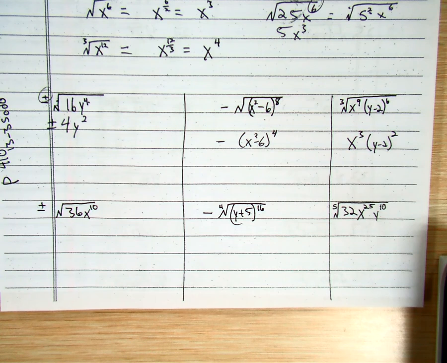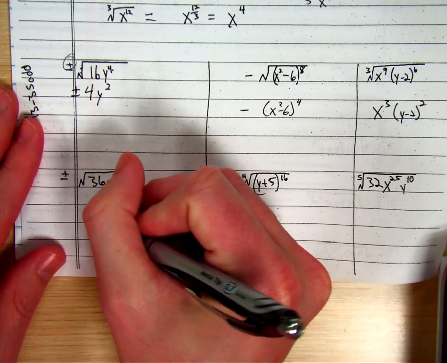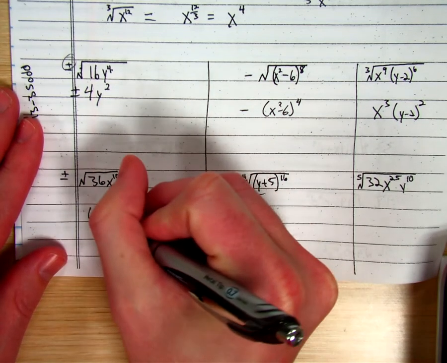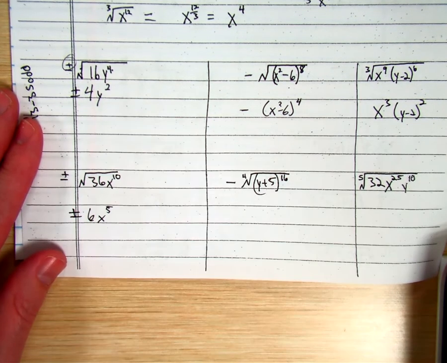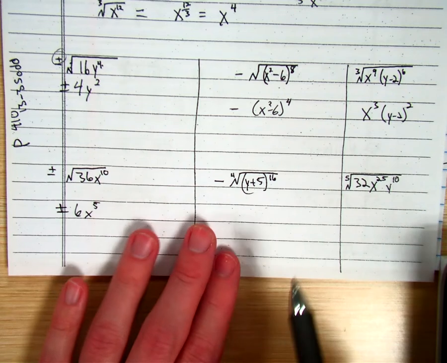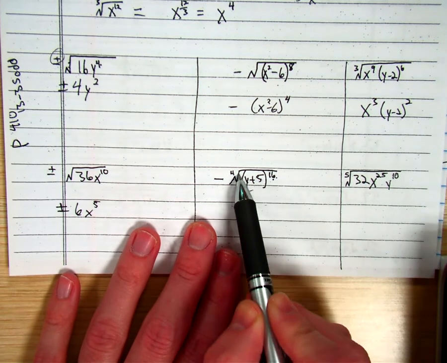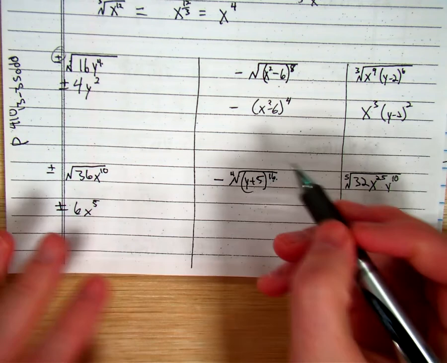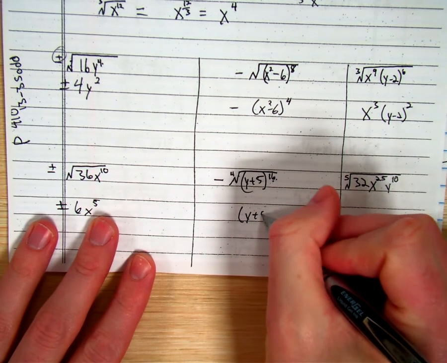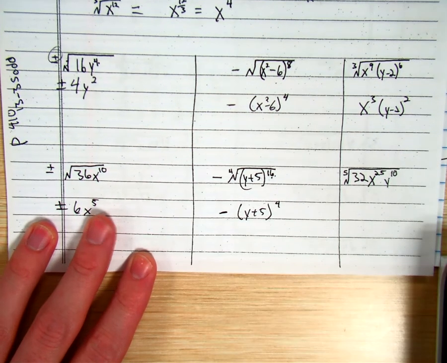All right, welcome back. Let's see how we did with that. Okay, we got a square root here. So the square root of 36 should just be 6. We got 10 divided by 2 is going to be x to the 5th. And our plus minus out in front. Fourth root, 16th power, 16 divided by 4. We're going to have our quantity to the 4th power. And our negative sign out in front.